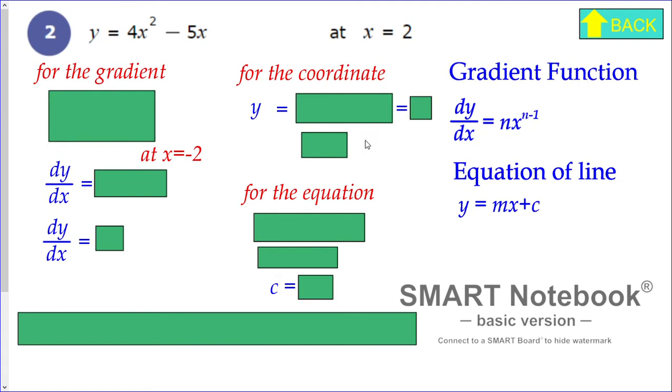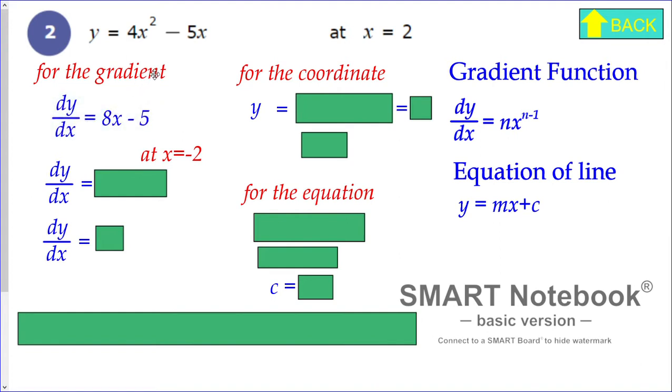Okay. So we're looking for the gradient of the tangent. We need three things. We need the gradient of the tangent. We need the coordinate where the tangent is located. If we have the gradient and the coordinate, we can then find the equation of the line. Okay, we need these three things. Let's start with the gradient. To find the gradient, we need the gradient function.